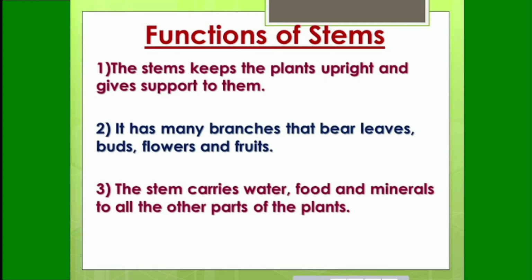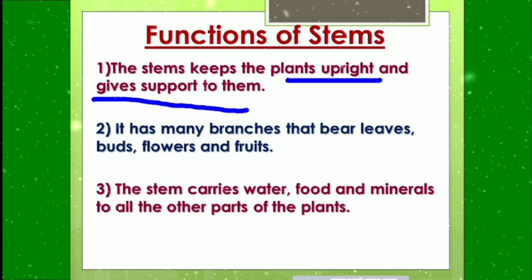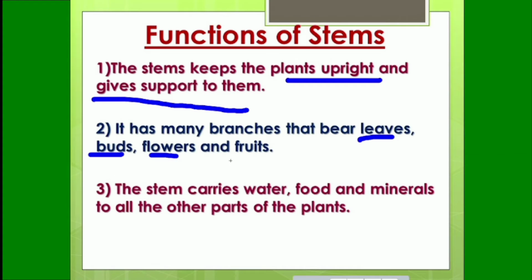The first one is that the stem keeps the plant upright and gives support to it. Without a stem, plants cannot stand properly. Again, some trees or plants have many different types of branches, and those branches can hold all the leaves, the birds, and the flowers and fruits properly.